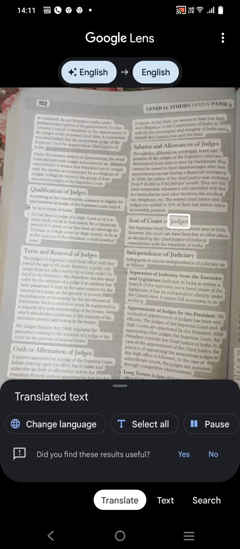Seat of Court of Judges. The Supreme Court has its permanent seat at Delhi. However, the court can have benches at other places as decided by the Chief Justice of India in consultation with the President of India.